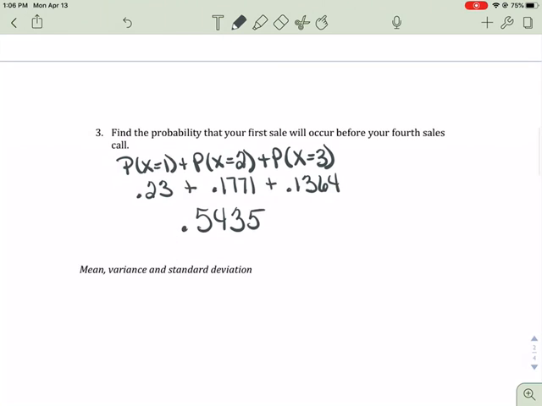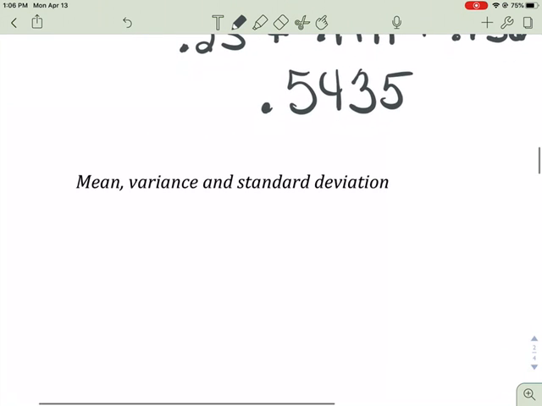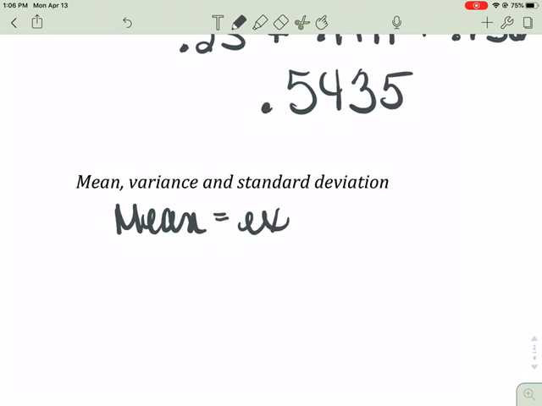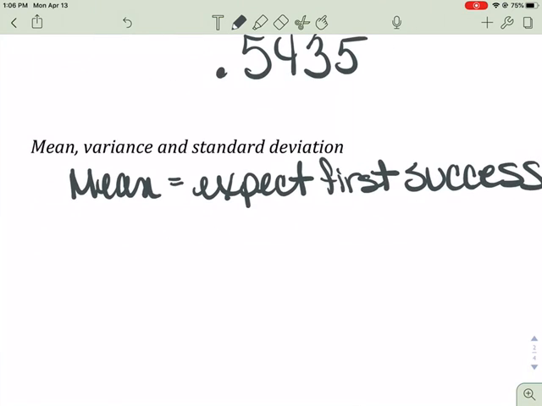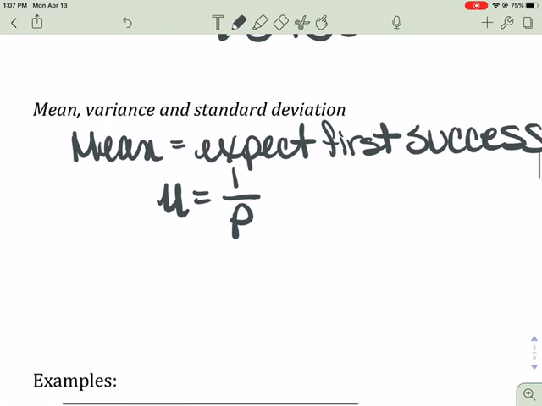All right, so let's talk about mean, variance, and standard deviation. These are pretty easy. Again, there's a formula. We don't really need to do that big long chart like we did before. So remember that mean is the same as the expected value. In this case, we're going to say, when can we expect our first success? So that's going to be mu again. So it's 1 over P.